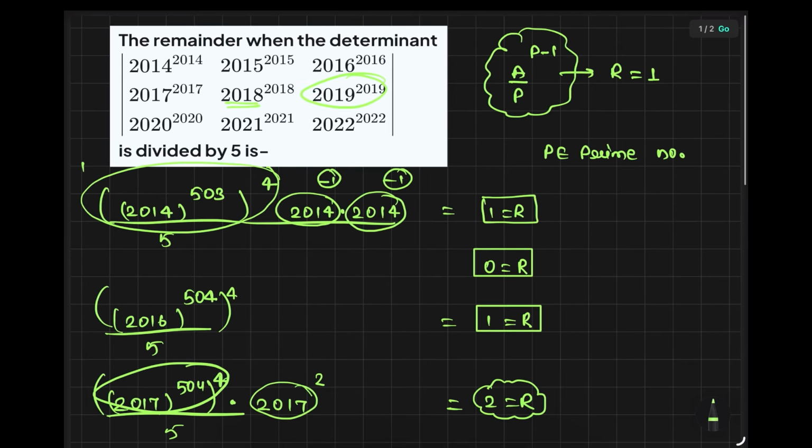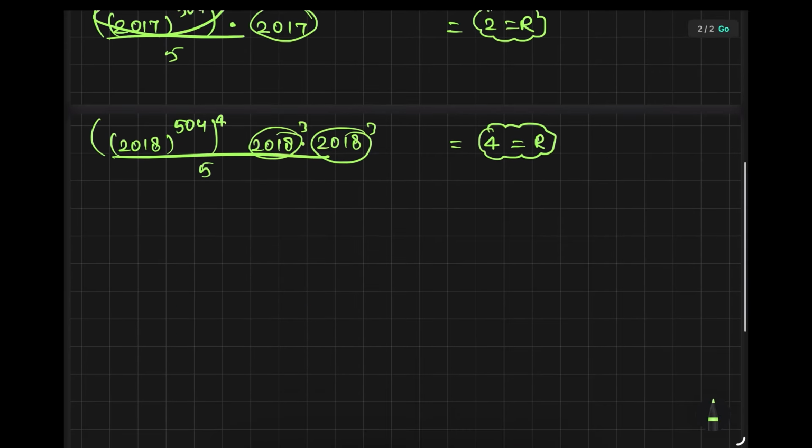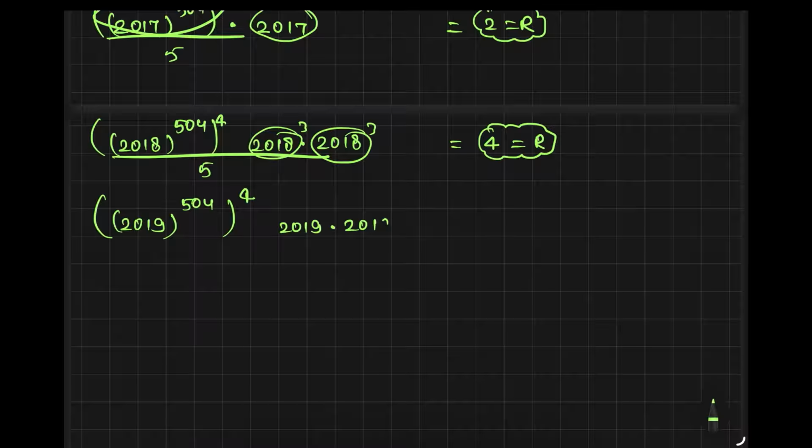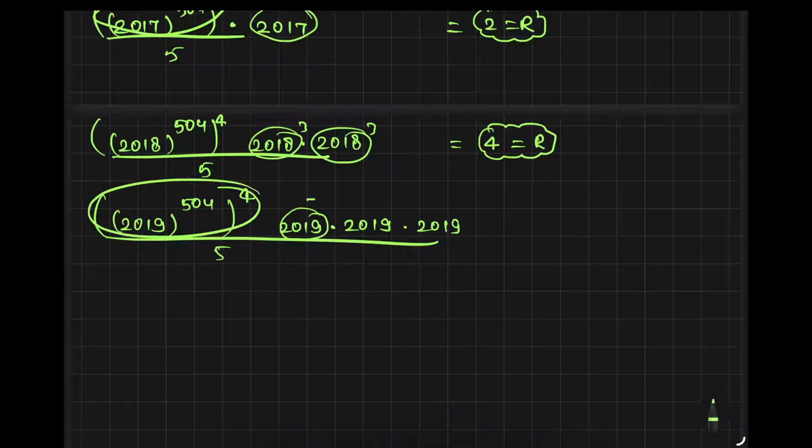Now 2019. Same game: 2019 to the power 4 times 504, so it is 16, then 2019 cubed. If you divide by 5, the first part will produce 1 and the other three will produce minus 1, minus 1, minus 1. So 1 times minus 1 three times gives minus 1. So here the remainder will be either minus 1 or 4. So I'll go with 4.